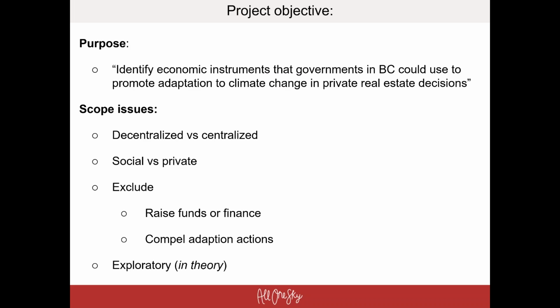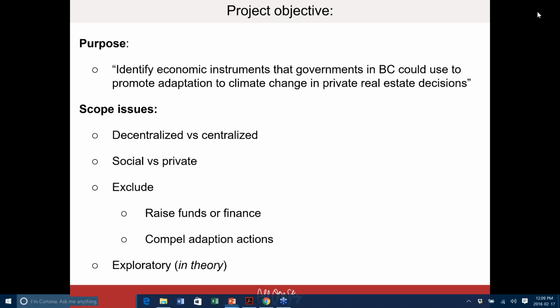The purpose of the project is to basically identify 3 to 6 economic instruments that both the provincial and/or local government in BC could use to promote adaptation to climate change in private real estate decisions. I mean, that was the sort of overarching objective of the project.